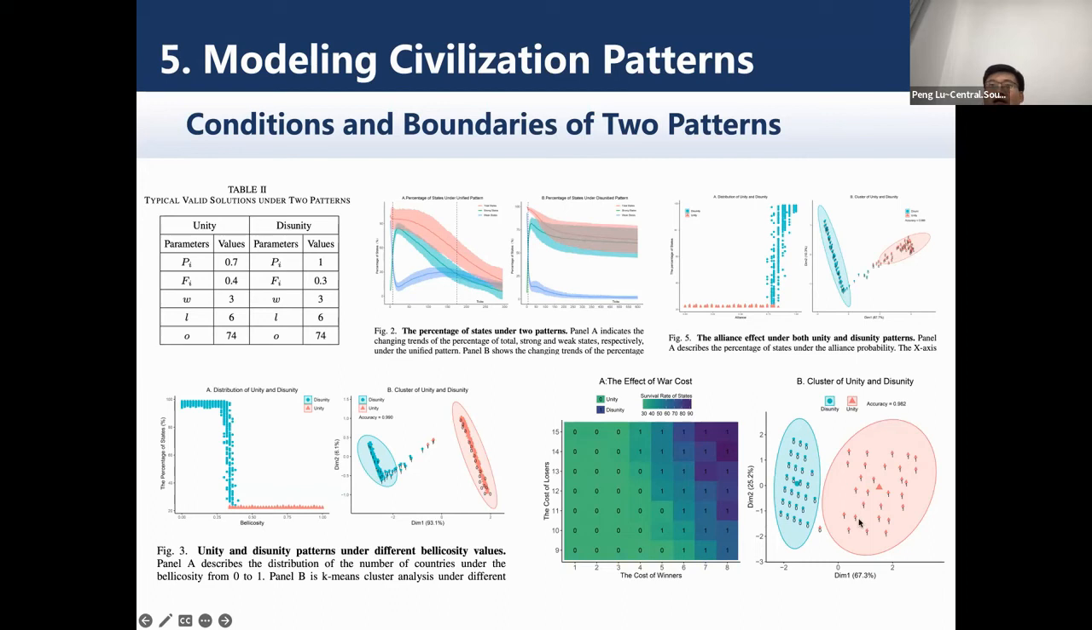We can also find some boundaries of the cost of launching wars. So using computational models, we are able to identify the exact conditions and boundaries.